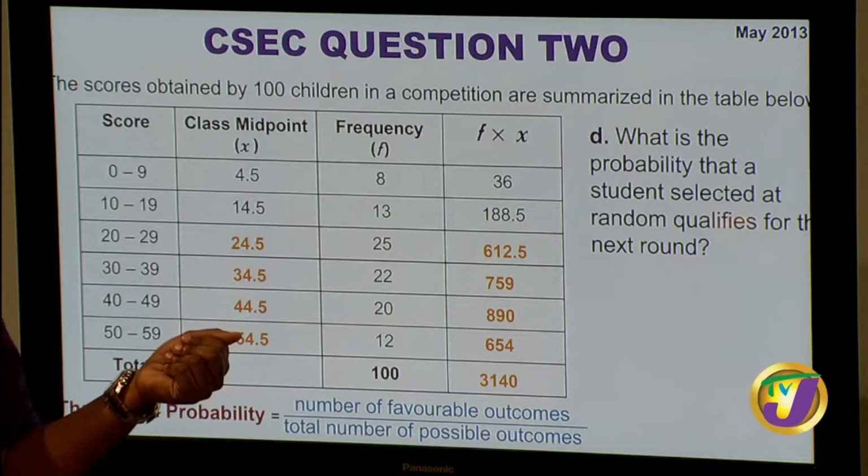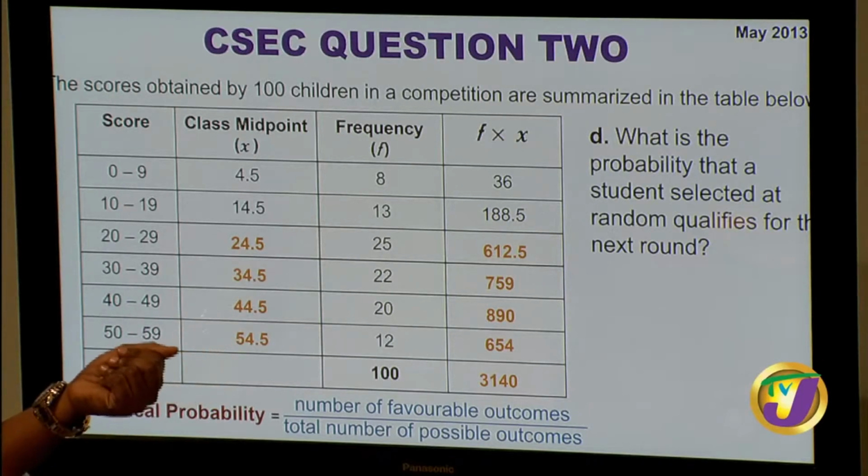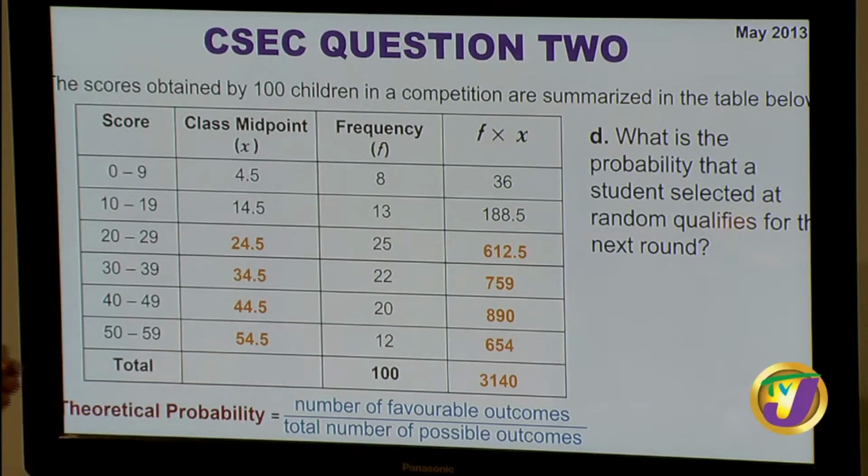So how many students do we have qualifying then? 20 plus 12. All right, so we have 32. 32 students that qualified. Now, how does that affect the probability? Now, when we talk about the theoretical probability, which it's asking us to find.